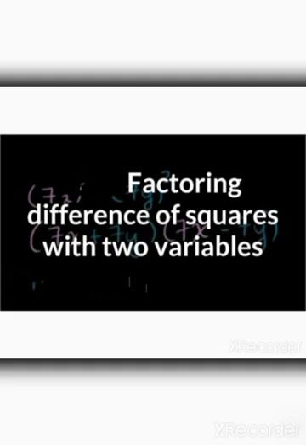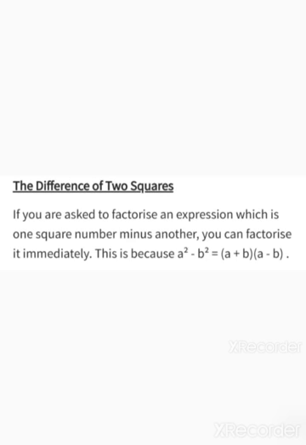Today we start our next topic, that is factoring difference of squares with two variables. The difference of two squares. If you are asked to factorize an expression which is one square number minus another, you can factorize it immediately. This is because a square minus b square is equal to a plus b multiplied with a minus b.